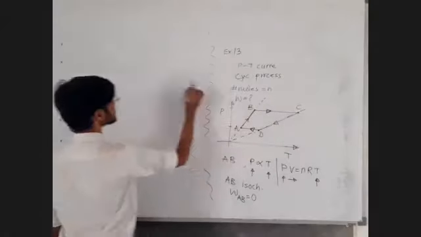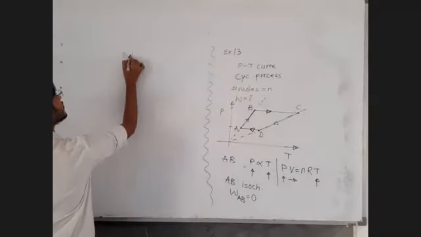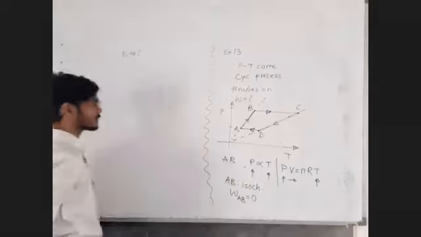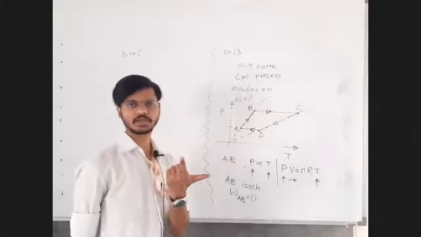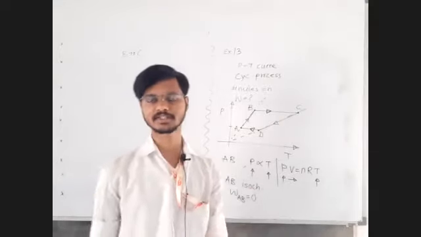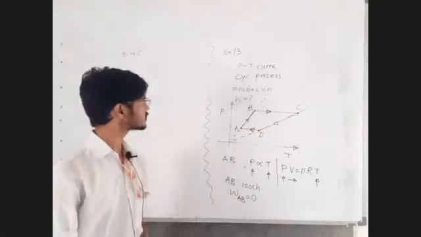Now B to C. Let us write something about B to C. Now you tell me, what is the B to C process? Isochoric, isobaric, isothermal, adiabatic? B to C, just observe the graph and tell me.